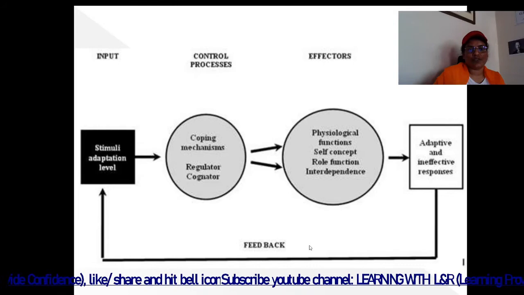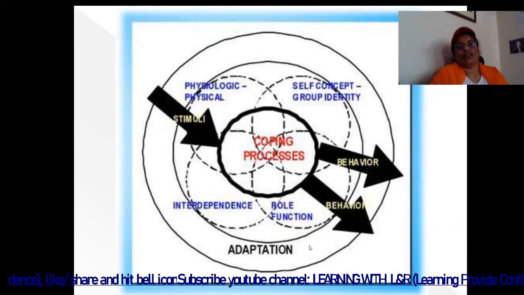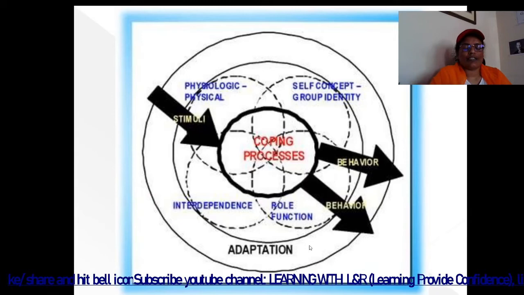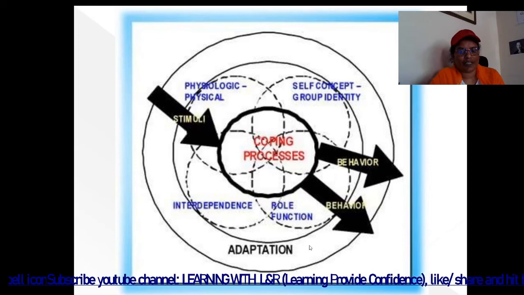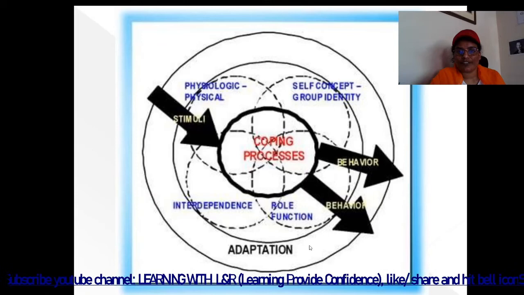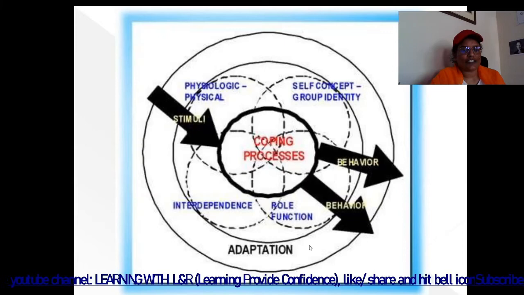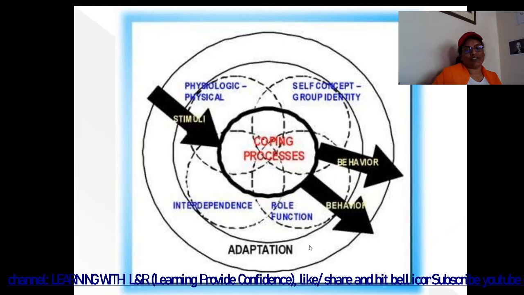Then, this is the Roy adaptation model. On the internal side, you can see the coping process. Stimuli come to the coping process, and after that, the behavior comes out. The other things also include physiologic, physical, self-concept, group identity, interdependence, and role function. And when they generate the behavior, that is adaptation.